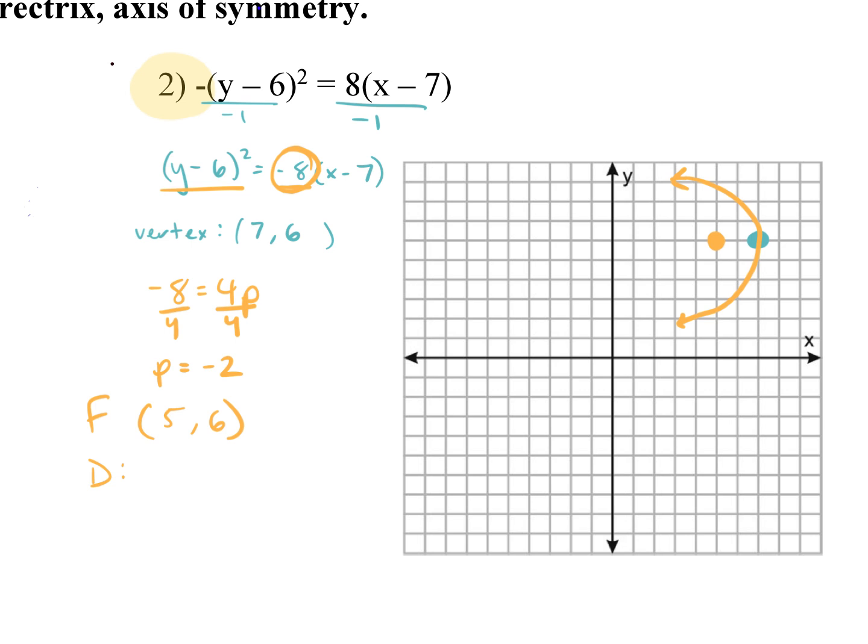And then our directrix would be to the right of our vertex, and then we'd put a line through there. So is our directrix x equals or y equals? X equals, because it touches the x-axis. X equals what? X equals 9. And then one more, we can find our axis of symmetry. Axis of symmetry just connects the focus and the vertex. So this would be y equals 6.